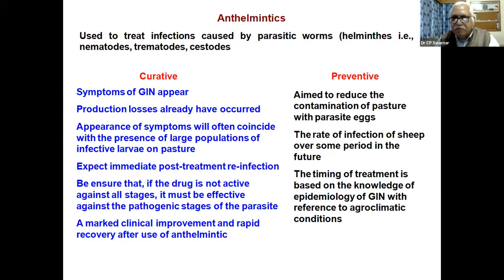But at that time, production losses have already occurred, and the appearance of symptoms will often coincide with the presence of a large population of infective larvae on the pasture. So we expect immediate post-treatment reinfections during curative treatment, while preventive treatments are aimed to reduce the contamination of the pasture and the rate of infection of sheep over some period in future, and the timing of treatment is based on knowledge of epidemiology with reference to agroclimatic conditions.